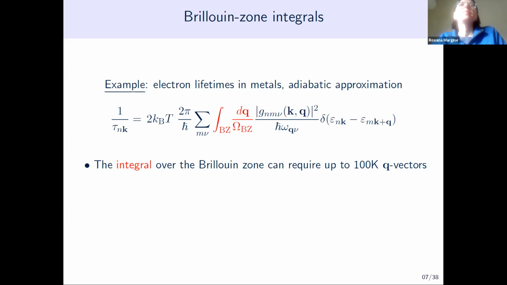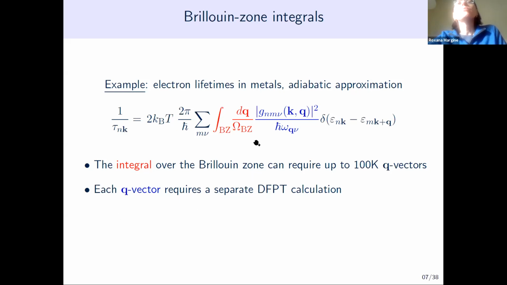Typically, since there is this delta function here, in order to obtain converged results we need something of the order of 100,000 k vectors. This number would not be very large if we were doing simple calculations, but you need to keep in mind that for each q vector, we need to do a separate phonon calculation, so a separate DFPT calculation.